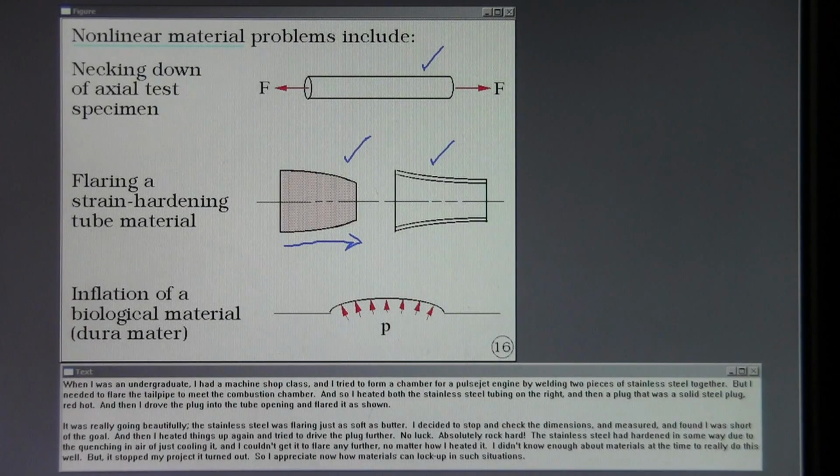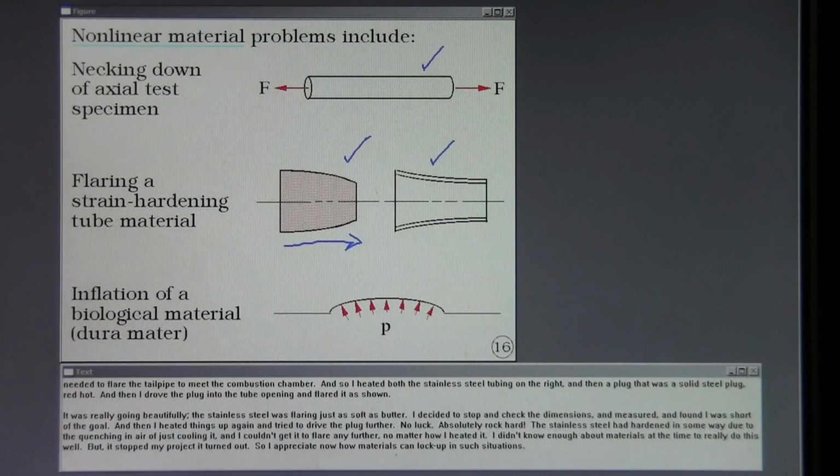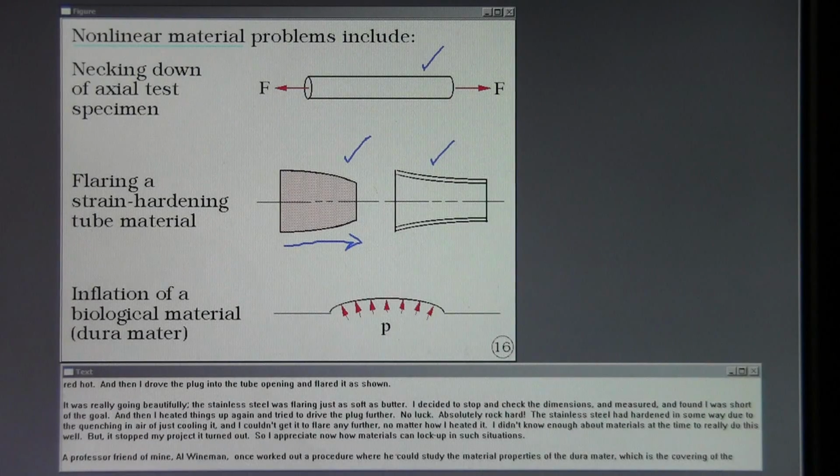I decided to stop and check the dimensions and measured and found I was short of the goal, and then I heated things up again and tried to drive the plug further. No luck. Absolutely rock hard. The stainless steel had hardened in some way due to the quenching in air of just cooling it, and I couldn't get it to flare any further, no matter how I heated it.